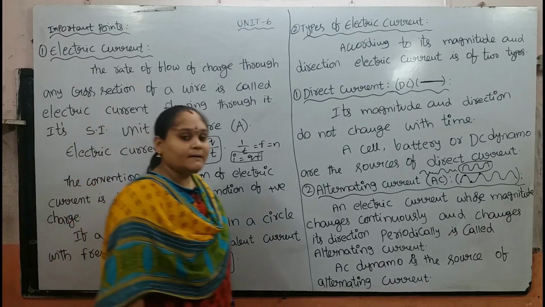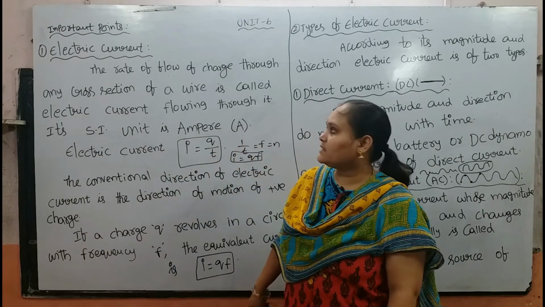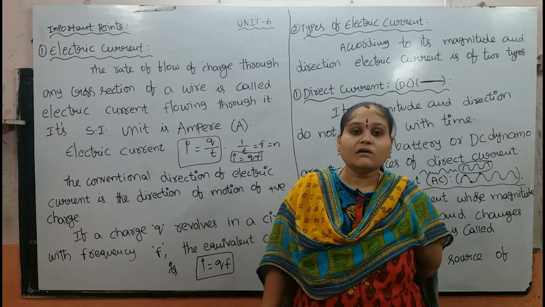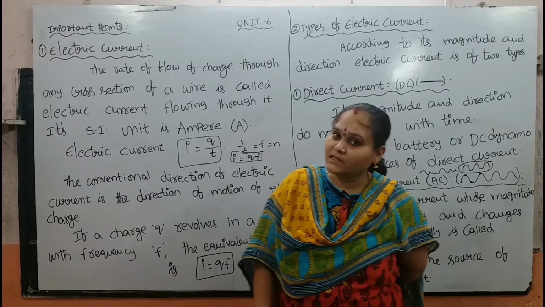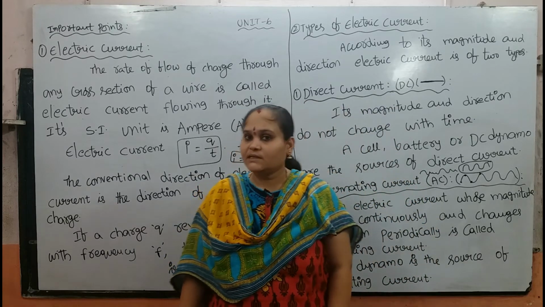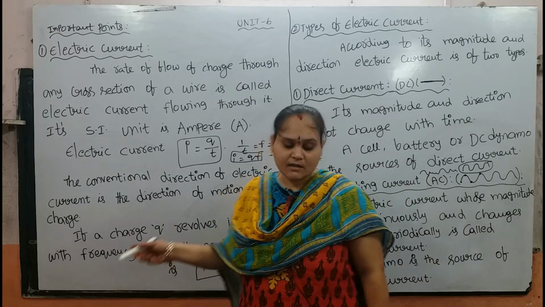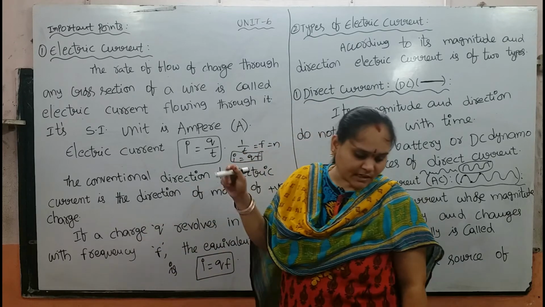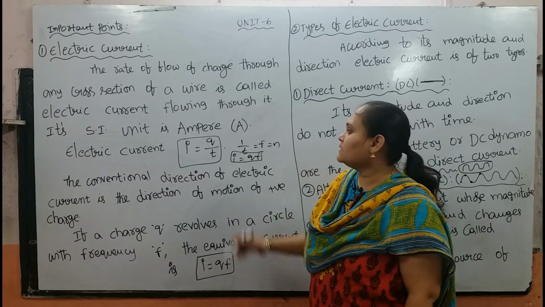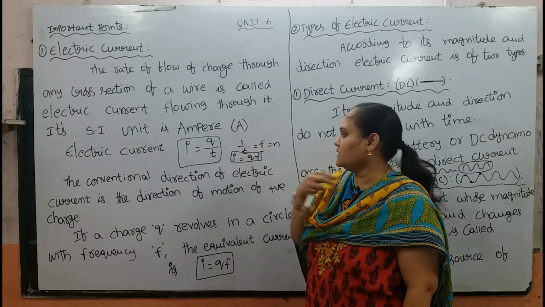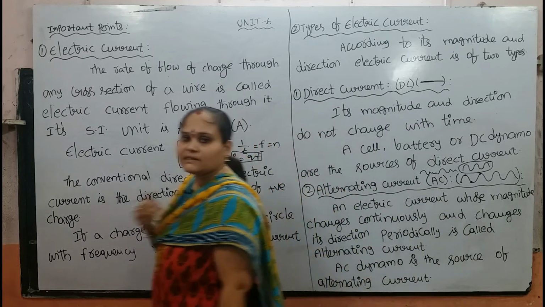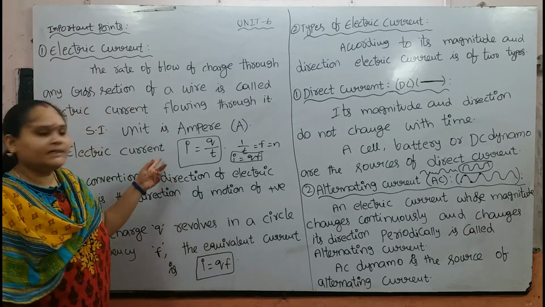The first one is the electric current. Electric current is nothing but the rate of flow of charge passing through any wire. That is nothing but electric current flowing through it. And its SI unit is the ampere. It is mentioned with capital A. So the formula is electric current I equal to Q by T.